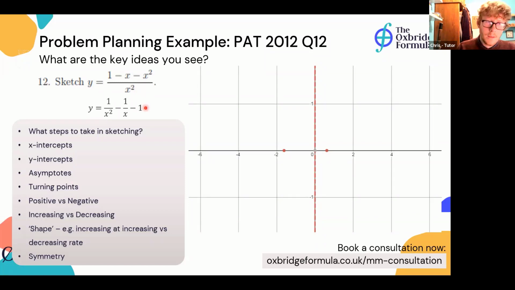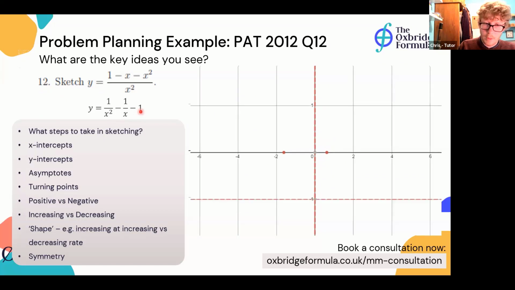And now let's think about what happens when x becomes very large. The first two terms are going to go to 0, and y will approach minus 1. That happens whether x becomes very positive, so x is going to plus infinity, or very negative, so x is going to minus infinity. So there's going to be a horizontal asymptote at y equals minus 1, which we can put on the graph.